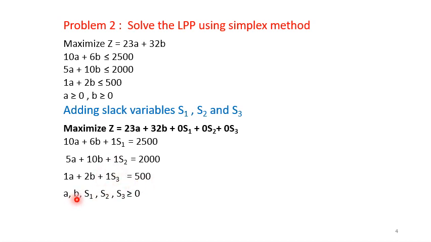And A, B, S1, S2, S3 all will be greater than or equal to 0. So this is the standard form of your simplex. In any simplex method, this is the standard form in which you have to introduce slack variables with the coefficient of 0 in the objective function and slack variables with the coefficient of 1 in the constraints respectively.